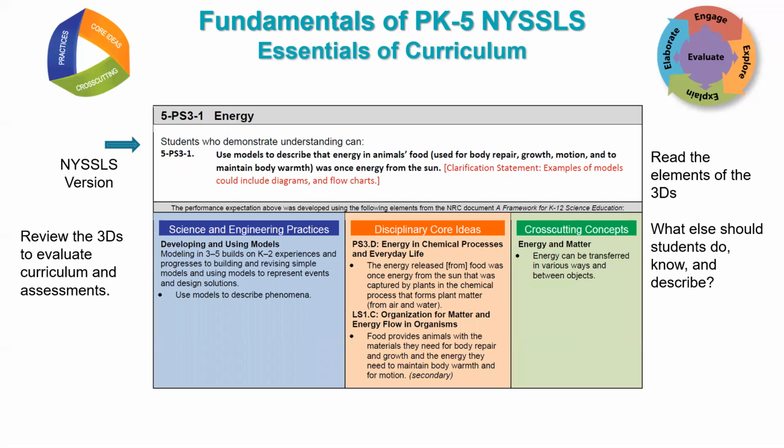The one we are looking at right now, 5-PS3-1: use models to describe that energy in animals' food, used for body repair, growth, motion, and to maintain body warmth, was once energy from the sun. So the students in this activity used a model to describe the phenomena. The content is that orange. I don't think they gathered all of that from this activity, and they're talking about energy.